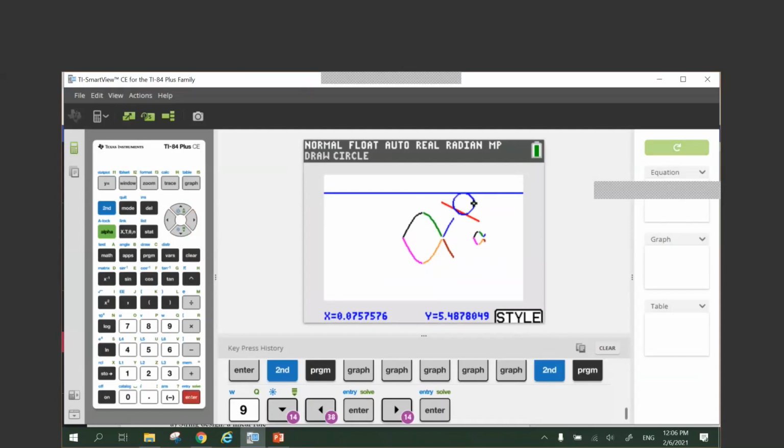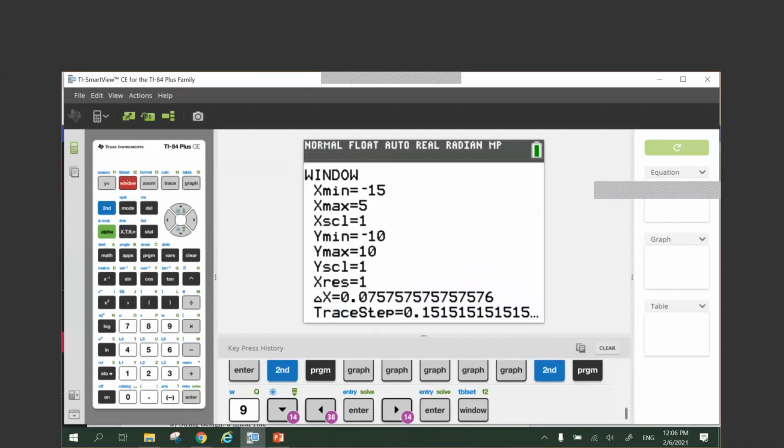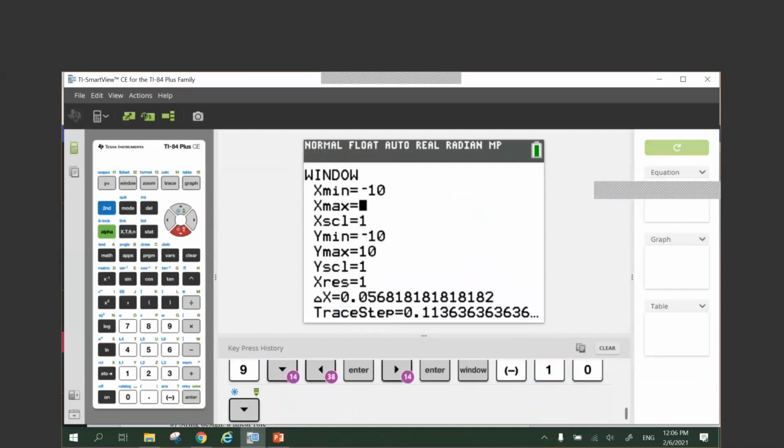Okay, please take note. Let's say now I decided to shift the window. Let's see what happens if I shift the window. I decided to shift it to minus 10. Okay, I decided to shift my window to the standard setting now. Then you see what happened.